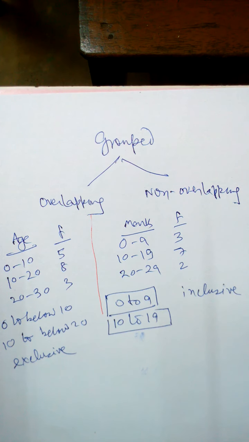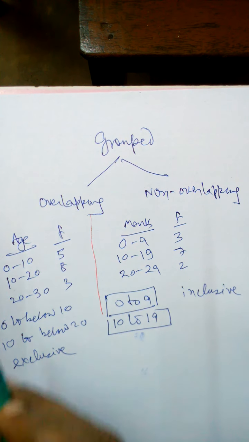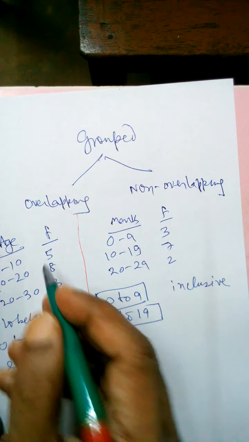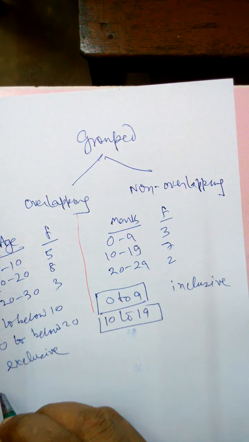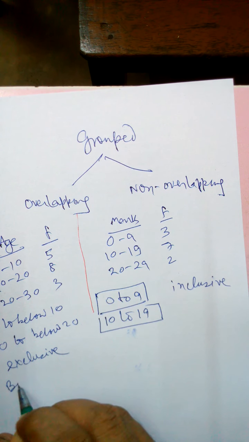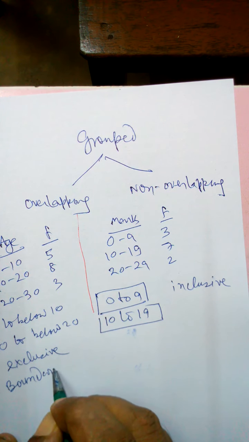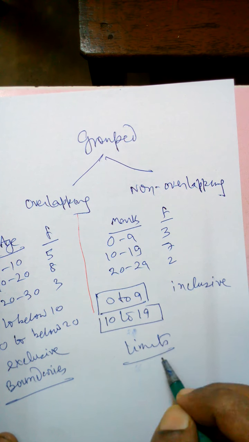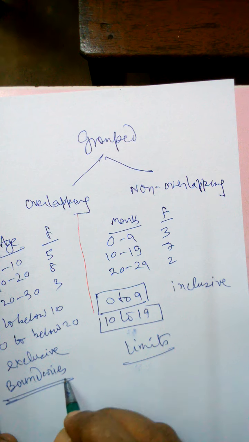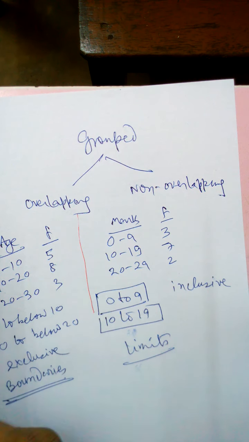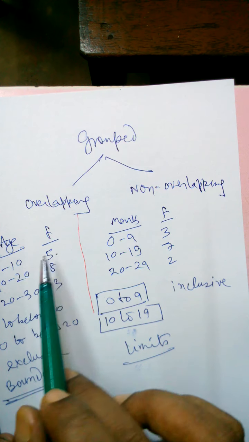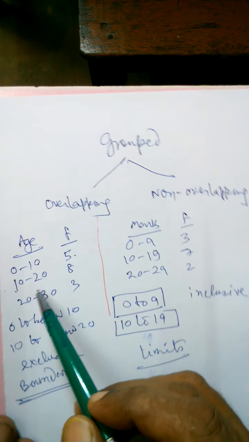But we have a name for these extremities: the lower extremity and the upper extremity, this is lower and this is upper. This overlapping type means boundaries. This is called boundaries. And these are called limits. So what is the difference between limits and boundaries? Boundaries are always overlapping. That means 0 to 10, although it seems to us that 10 is included here, no, 10 will be included here. This is boundary.